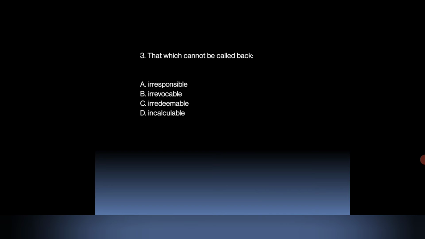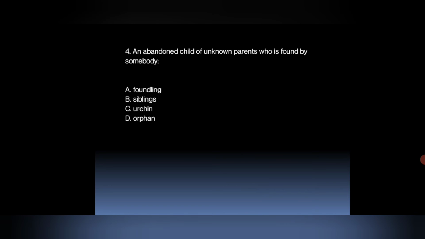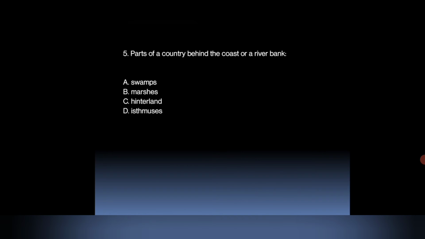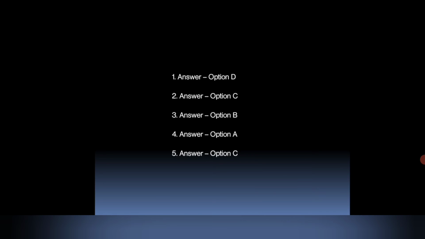The third example I have brought: that which cannot be called back. Irresponsible, irrevocable, irredeemable, incalculable. An abandoned child of unknown parents who is found by somebody. Foundling, sibling, urchin, orphan. These are the 4 options. Parts of a country behind the coast or a river bank: swamps, marshes, hinterland, isthmus. These are the 4 questions I have brought in my presentation.